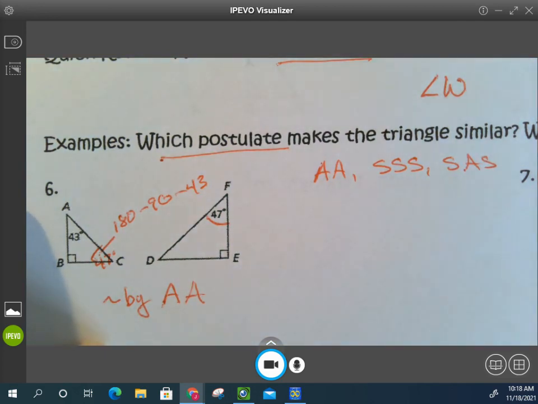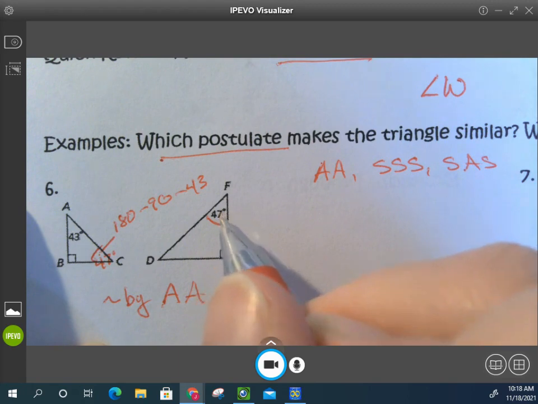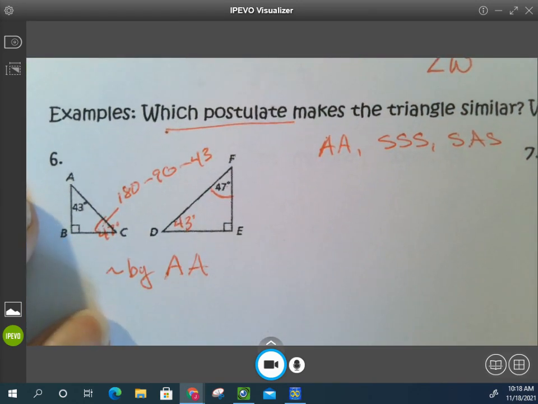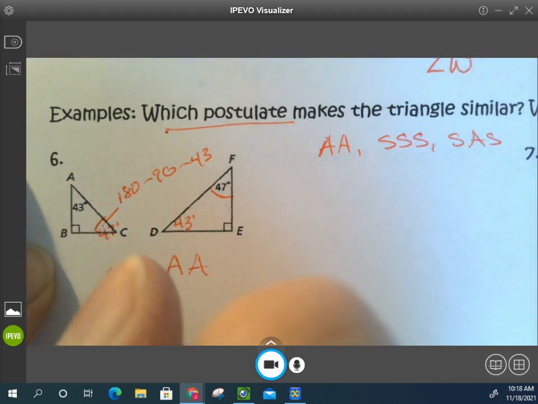Now, if you wanted to double check yourself, find angle D. Take 180 minus 47 minus 90. That's 43 degrees. So all three angles are similar. Now, don't forget, we want the triangle similarity statement. So triangle, I'll just go with ABC.